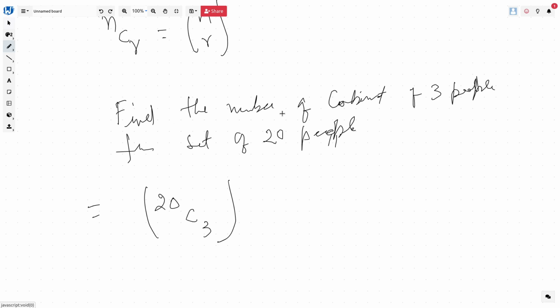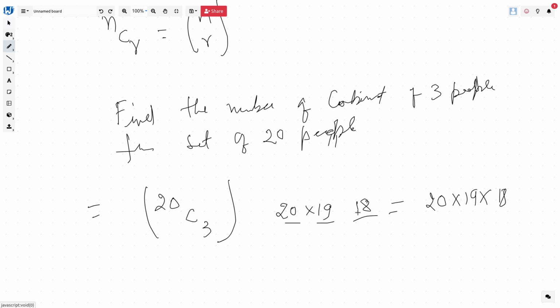If you have to find the combination of 3 people from the set of 20 people, what you can do first is to arrange these 3 people from 20 people. That will be nothing but, by our multiplication principle again, we are left with 3 spaces. The first place can be filled in 20 ways. One person is out, so we are left with 19, and then 18. So that will be 20 into 19 into 18.